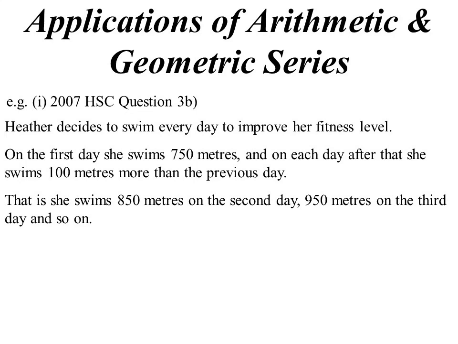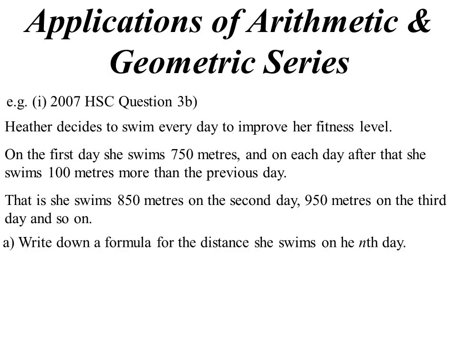So, some applications of our arithmetic and geometric series, and the first one we got here came from the 2007 HSC. Heather has decided to go swimming to improve her fitness level. Right, so the first day 750 metres, every day after that add another 100 metres, another couple of laps. And just to make sure you understand exactly what this problem means, that means next day 850 and the day after that 950. Write down a formula for the distance she swims on the nth day.